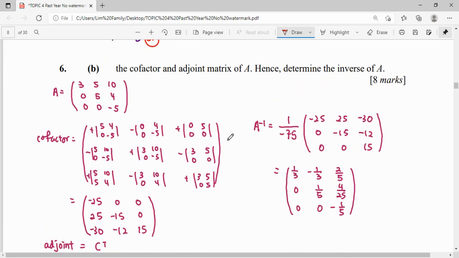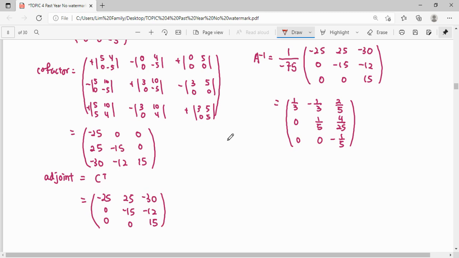So from here, how are we going to get these 8 marks? First of all, we see how you do your cofactor and your minor, your positive and negative signs, and then you come to the answer of the cofactor. Then we see how you transpose and get to the answer of the adjoint. Then we see how you apply the determinant and the adjoint matrix in order to find the inverse matrix here. So 1, 2, 3, 4, 5, 6, 7, 8.